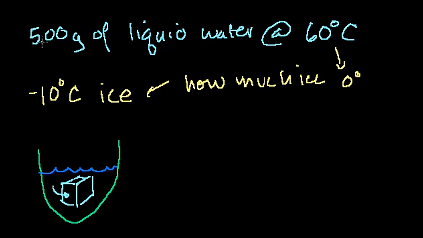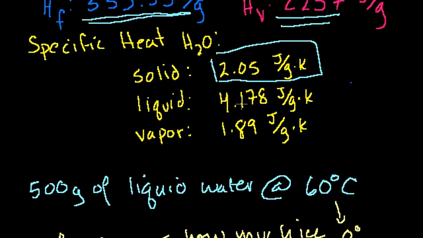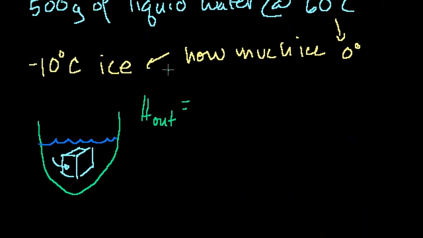So how much energy do we have to take out of the 500 grams of liquid water? Well, it's the same amount of energy that it would take to put into 0 degrees liquid water and get it to 60 degrees. So the heat out of the water is going to be the specific heat of water, which we have from our previous videos, 4.178 joules per gram Kelvin.